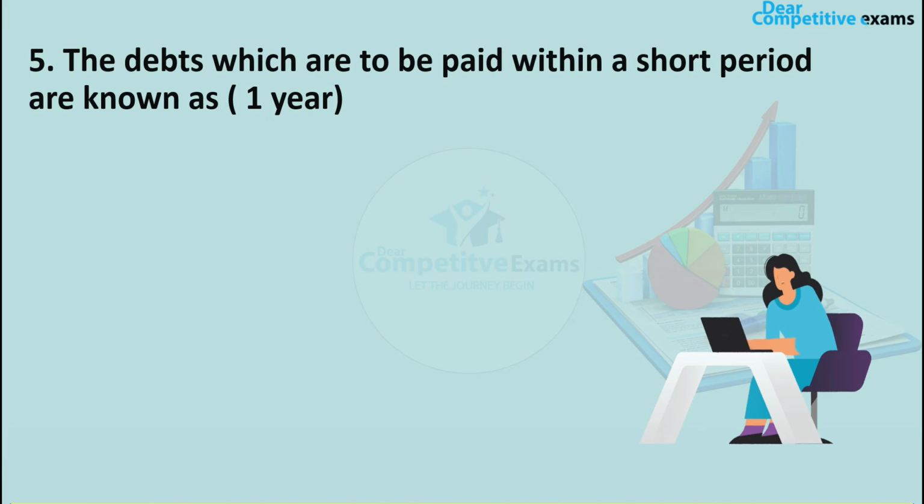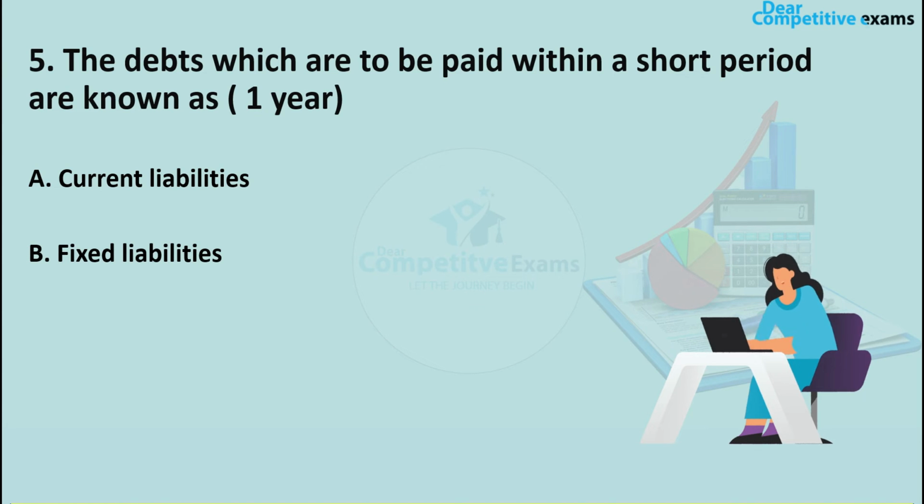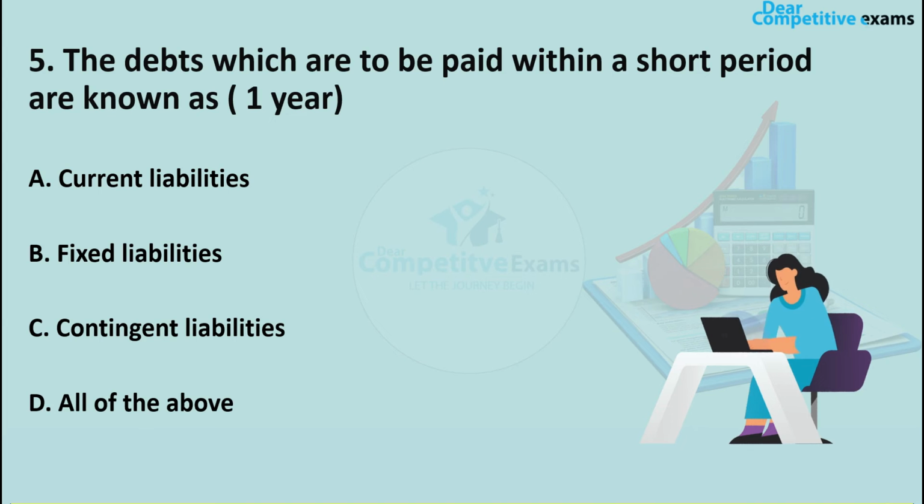Let's move to question number 5. The debts which are to be paid within a short period of time, like one year, are known as what? Do you call them current liabilities, fixed liabilities, contingent liabilities, or all of the above?